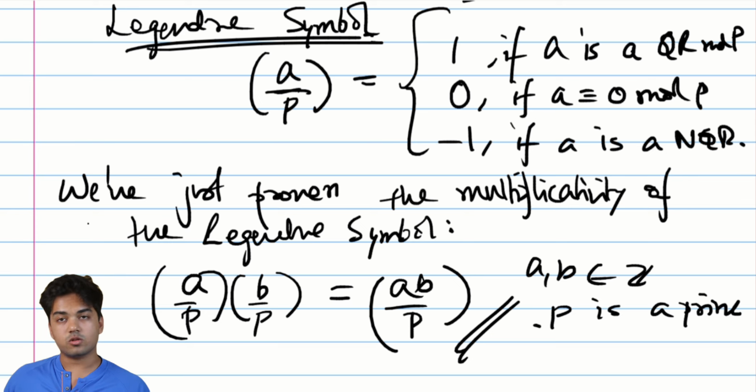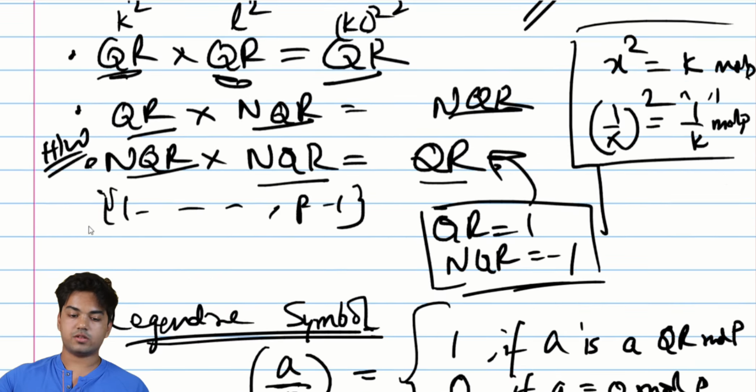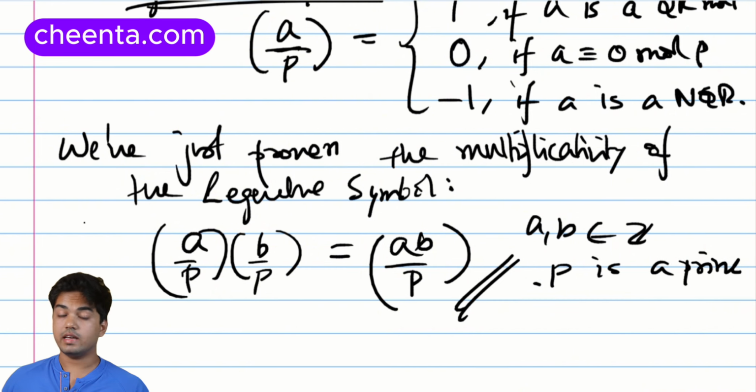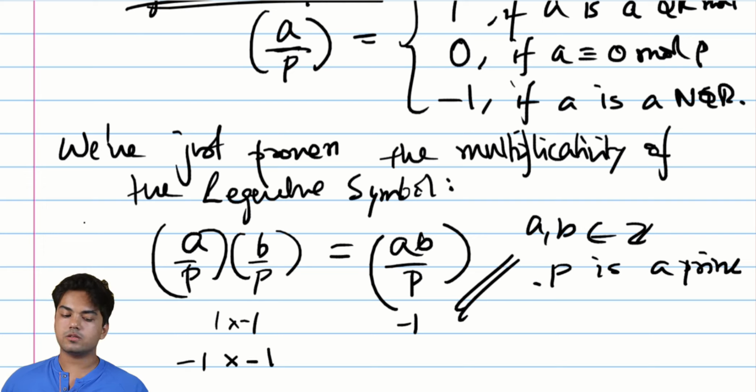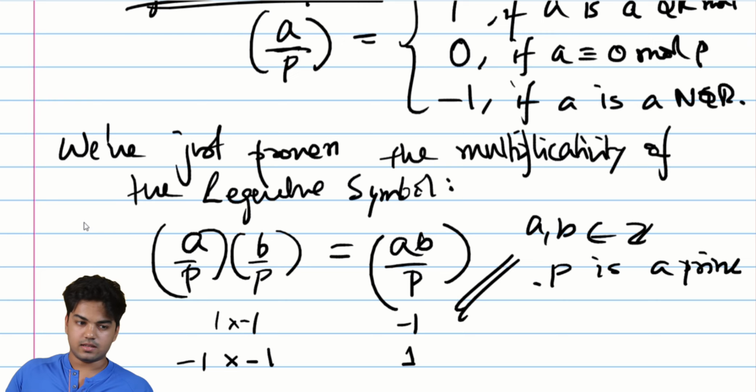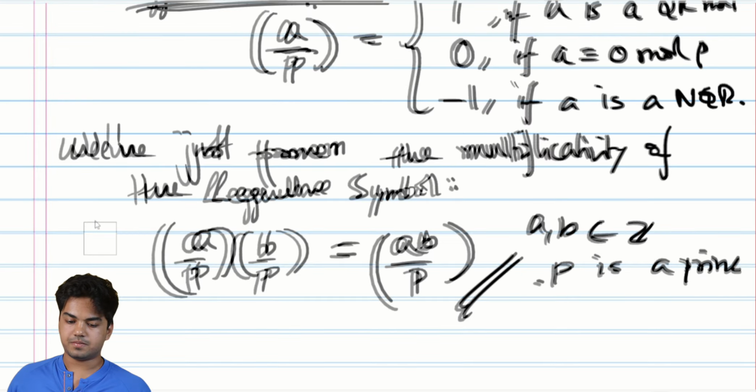If A and B are both squares mod P, non-zero, then we've shown that the product of A and B is a square. So if these are both 1, then this is going to be 1, checks. If one of A or B is not a square and the other is a square, then the product is not a square. 1 times minus 1 is minus 1. And finally, the one I left out but can be done with some effort, minus 1 times minus 1: both are non-quadratic residues, and it's 1. This is very pretty. Admittedly, it's very, very pretty.